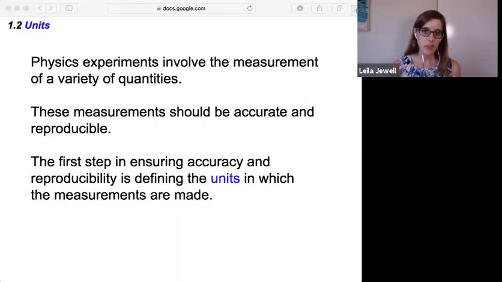Well, physics experiments involve the measurement of a variety of quantities, right? You might measure length or the weight of something or how much time something takes. These measurements need to be accurate and reproducible. You don't want to measure something to be one length and then the next day you go back and you're like, oh, it's a different length, or someone else comes to measure that same table and they find a different length entirely. That'd be kind of concerning. So the first step in ensuring accuracy and reproducibility is defining the units in which the measurements are made. So units have standards that they're tied to.